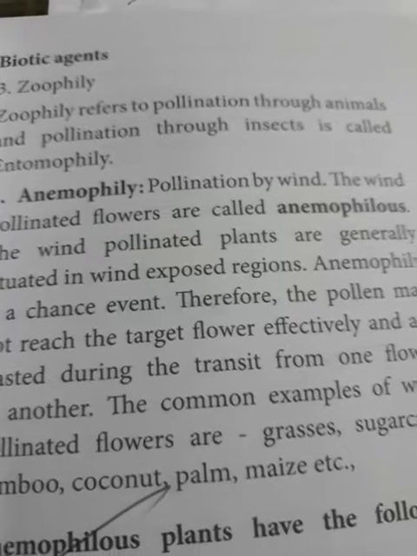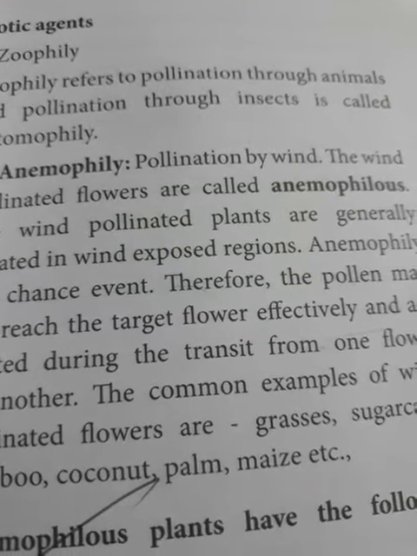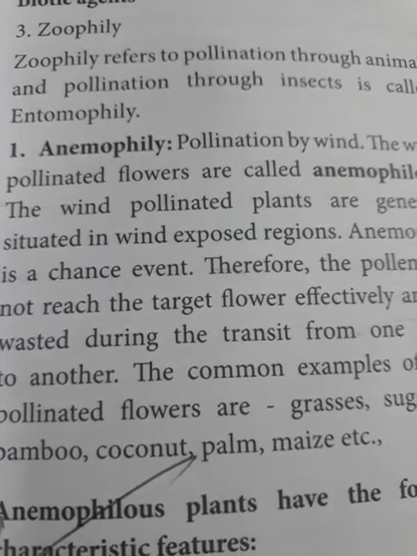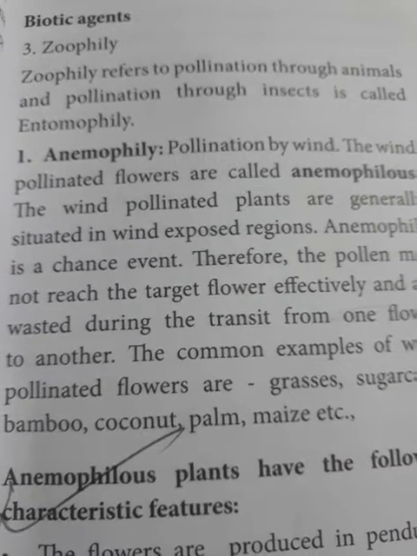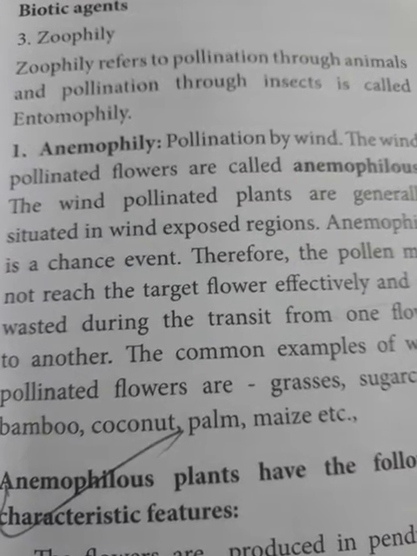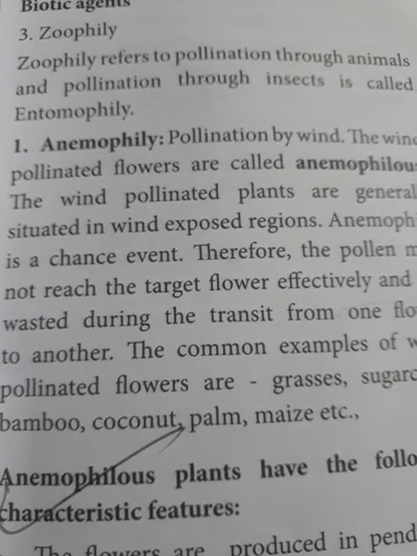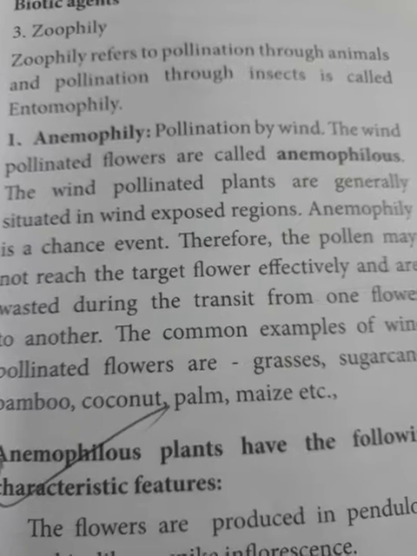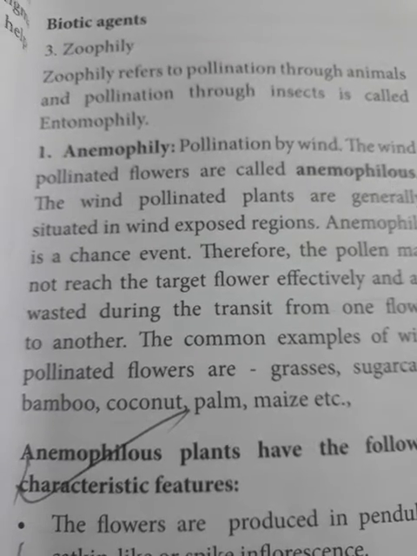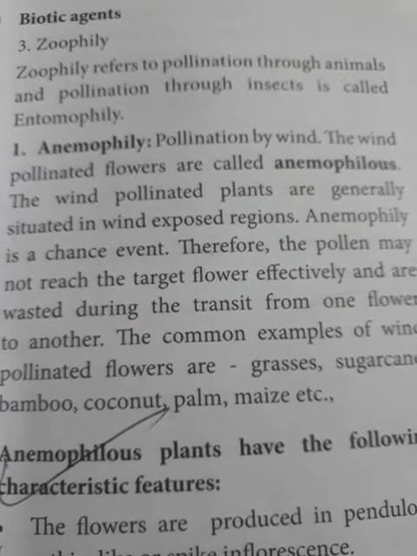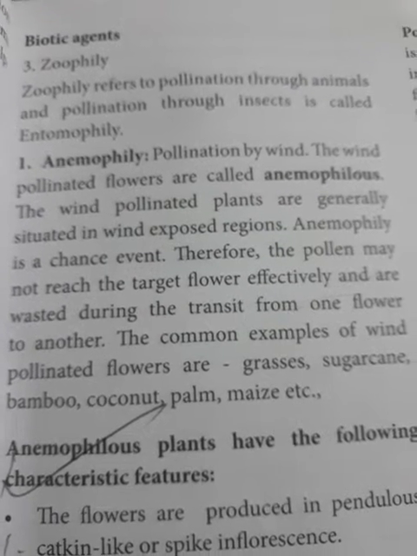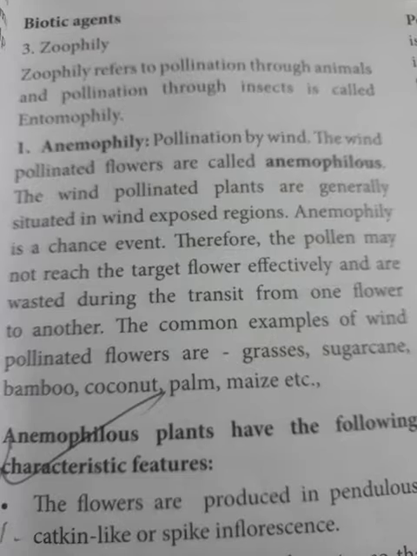Now the first one is called anemophily. Pollination takes place by wind. The wind pollinated flowers are called anemophilous flowers. Philous means liking, so wind-liking flowers, where the pollination takes place by wind. The wind pollinated plants are generally situated in wind exposed regions. That means where high speed wind is blowing, the plants in those areas will be pollinated by wind.